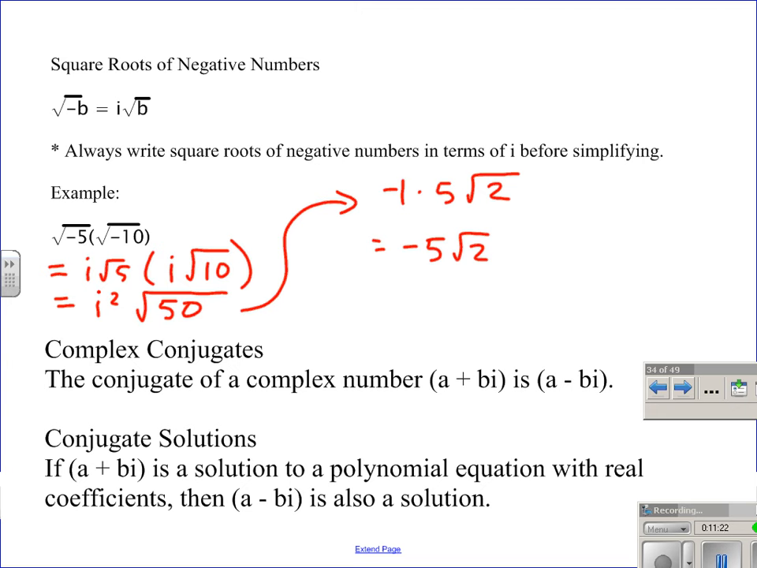Okay, and then we have complex conjugates. The conjugate of a complex number here and here. So these two are conjugates because you notice the sign change. And then conjugate solutions is also something you need to know about. If a plus bi is a solution to a polynomial equation with real coefficients, then its conjugate is also a solution. Those two always come in pairs. And this is what occurs when you have a negative that occurs in the discriminant of the quadratic equation.